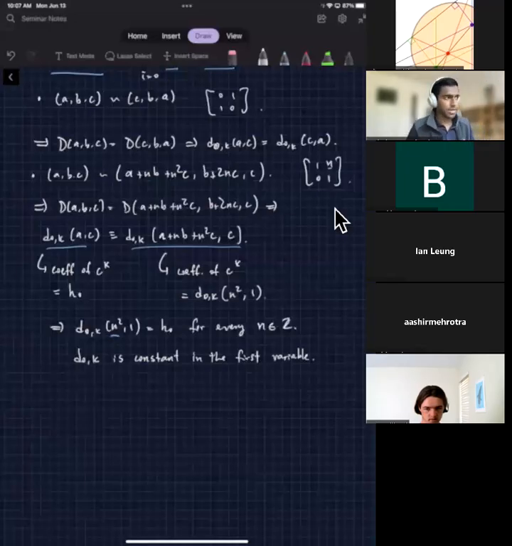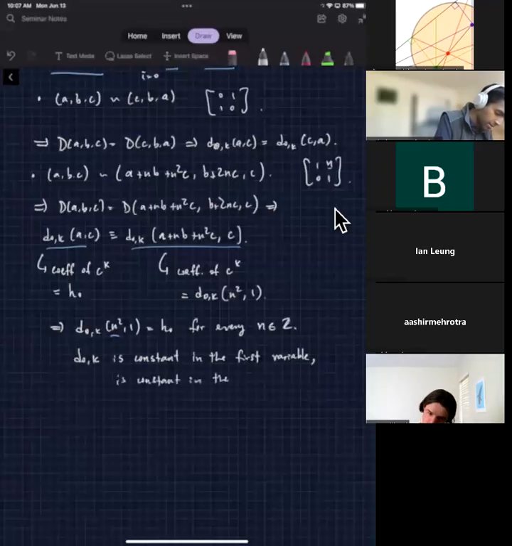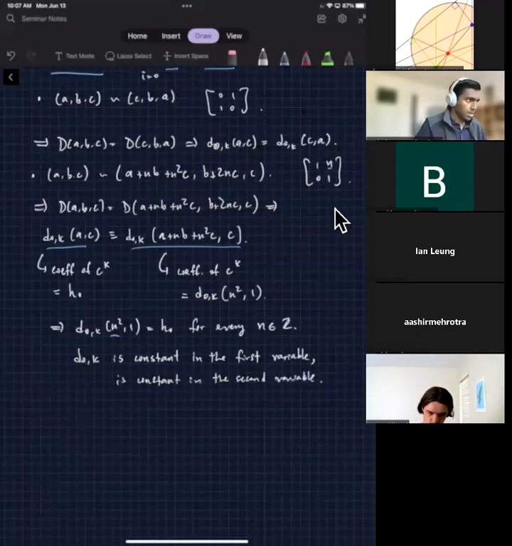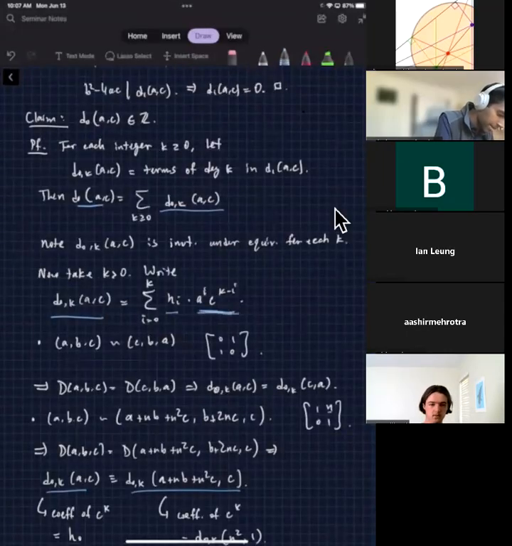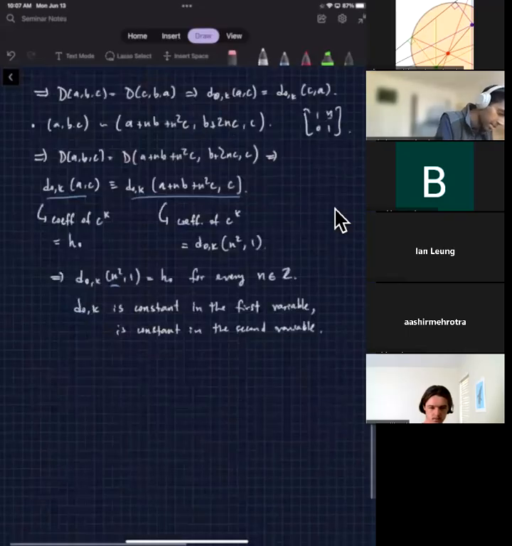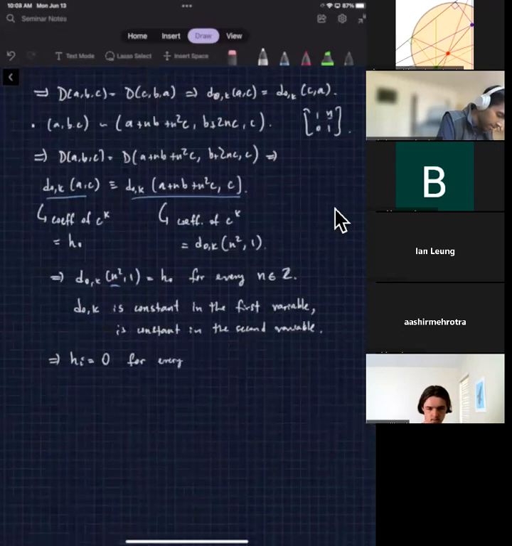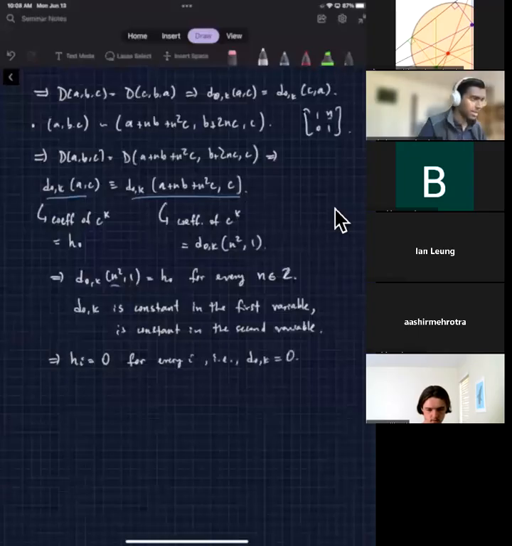And then by symmetry, because d naught k is symmetric, we see that it's also constant in the second variable. Now, because d naught k is a polynomial of degree k, all of the terms here have degree k. The implication is that the h_i's are 0 for every i. That is to say, d naught k actually has to be identically equal to 0.